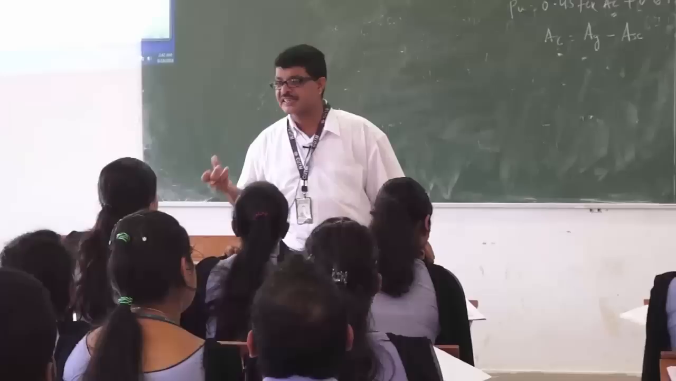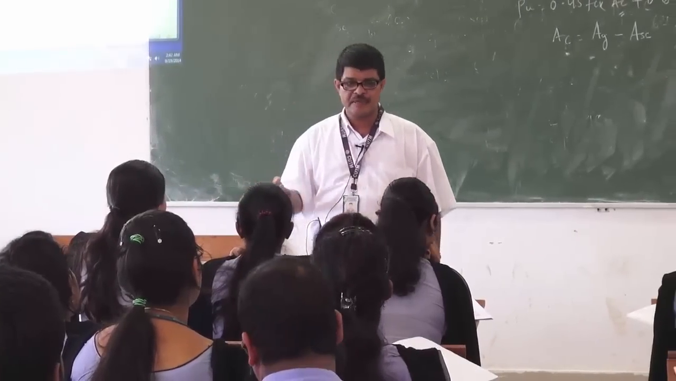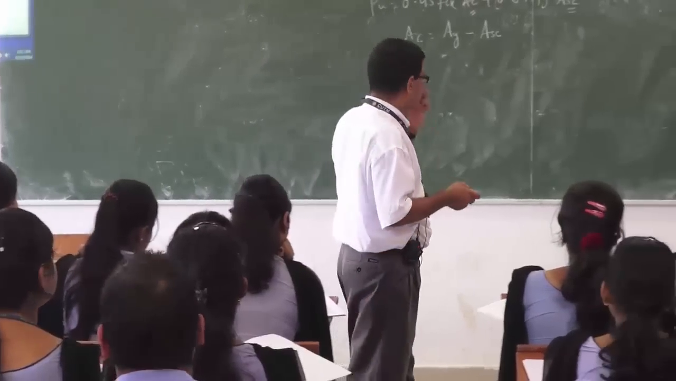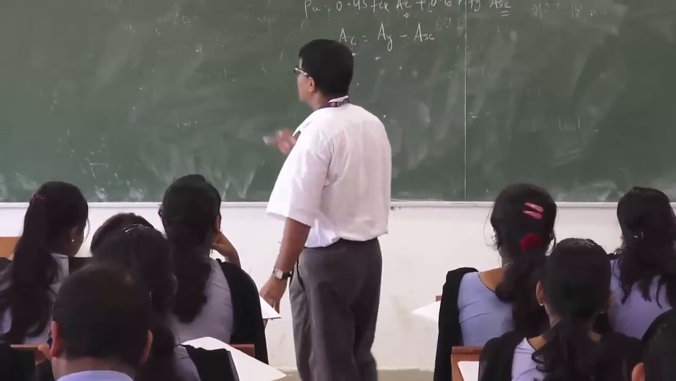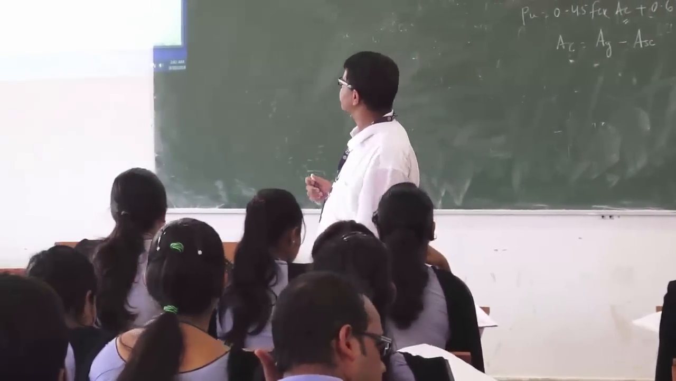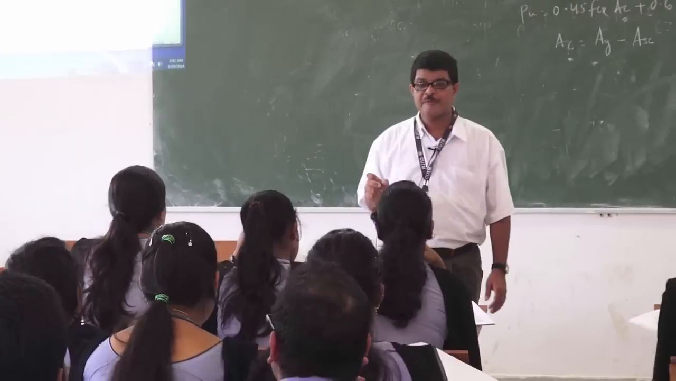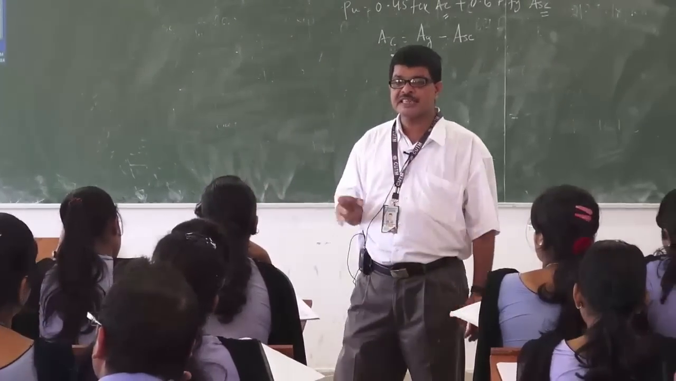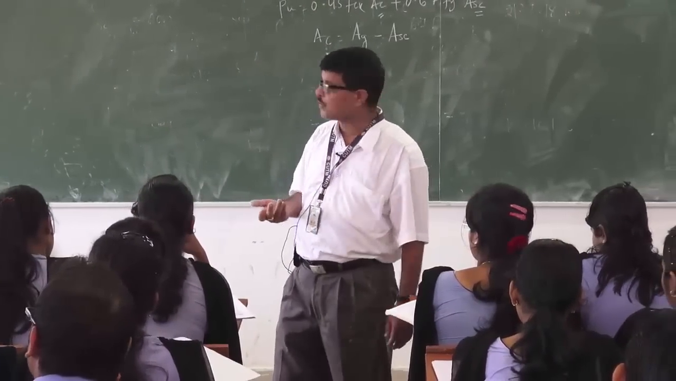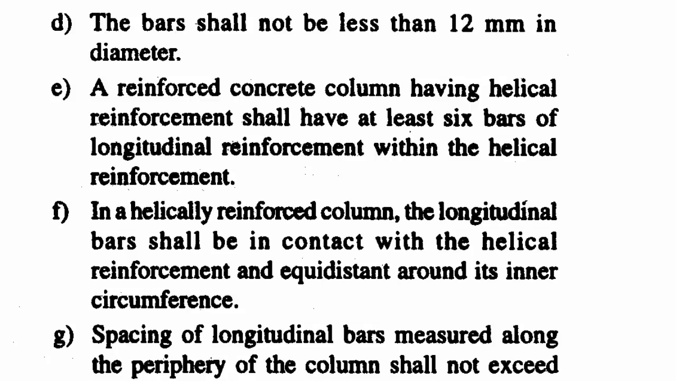But you cannot provide bars like 8 mm, 6 mm, 10 mm. We are using 8 mm, 6 mm bars in slabs and beams, but we cannot use them in columns as main reinforcement. Then next, a reinforced concrete column having helical reinforcement. If I use helical reinforcement, whether it is a circular column or rectangular column, the minimum number of bars will be 6. Read that clause. A reinforced concrete column having helical reinforcement shall have at least 6 bars of longitudinal reinforcement within the helical reinforcement.